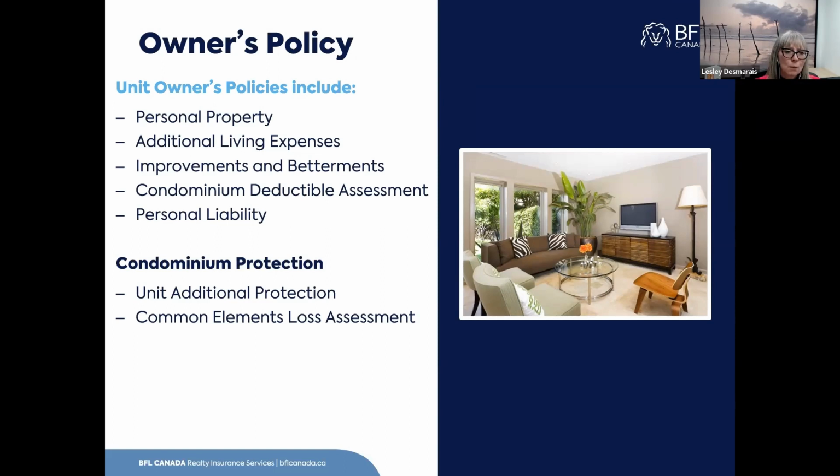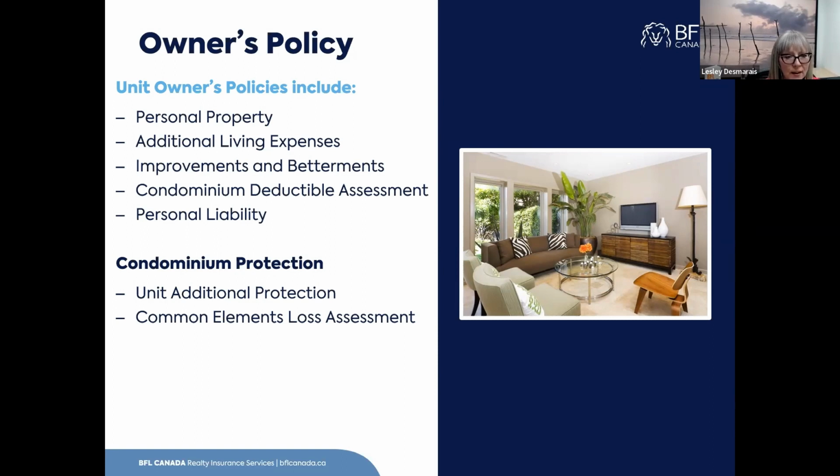And then there's common element loss assessment. This can be a confusing title on what it covers, because it says loss assessment, and they're not referring to a cash call. It's a unique insurance available to unit owners because you share the responsibility with others for common property. Sometimes it can be called common elements loss assessment, and sometimes it could show as unit owners special assessment.